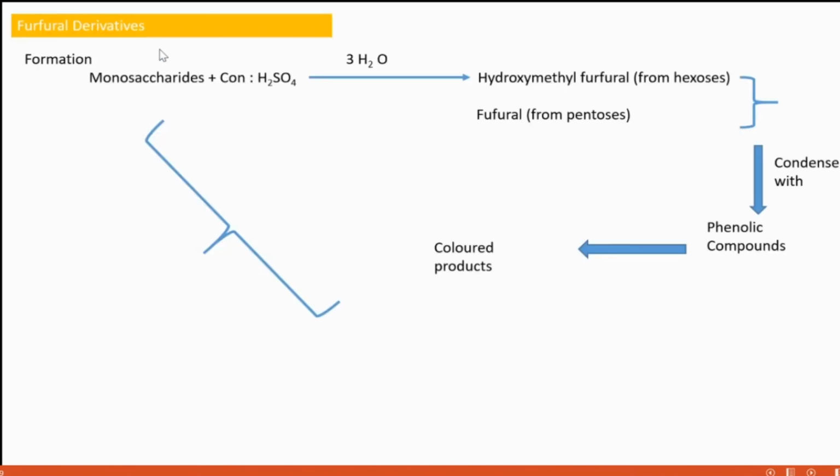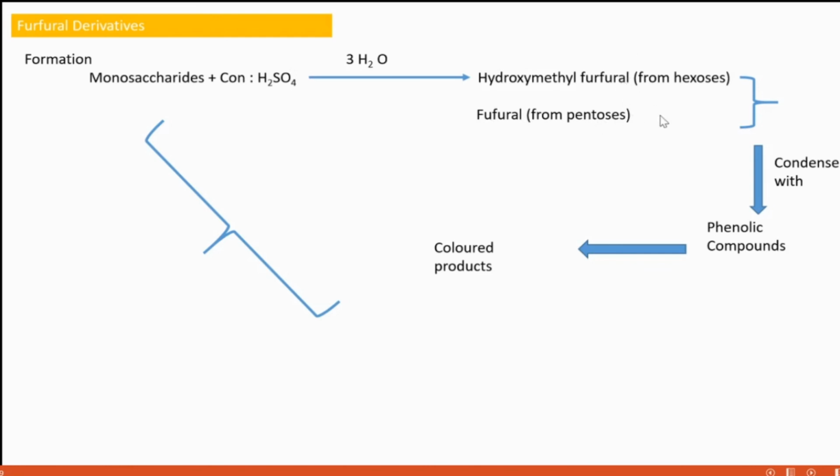Then furfural derivatives. How are furfural derivatives formed from carbohydrates? The monosaccharides react with concentrated sulfuric acid. And as a result of that, 3 water molecules are eliminated. By eliminating 3 molecules of water, a hydroxymethyl furfural is formed if that monosaccharide is a hexose. And at the same time, only a furfural, the R is missing here, is formed if that monosaccharide is a pentose.